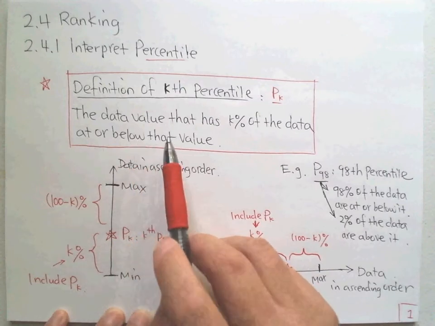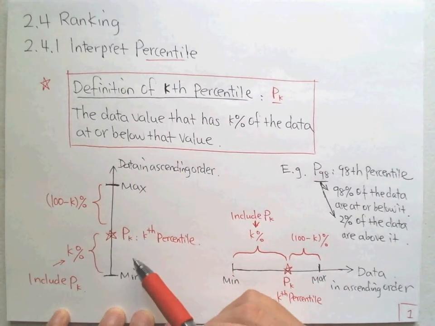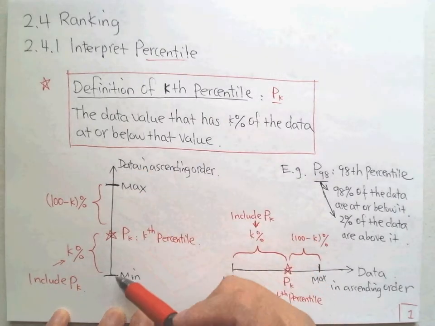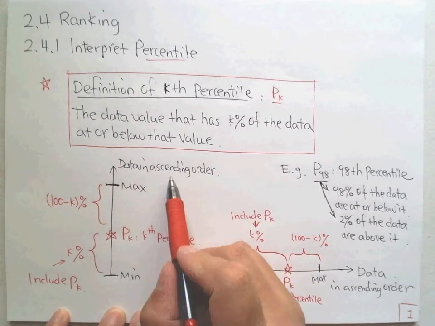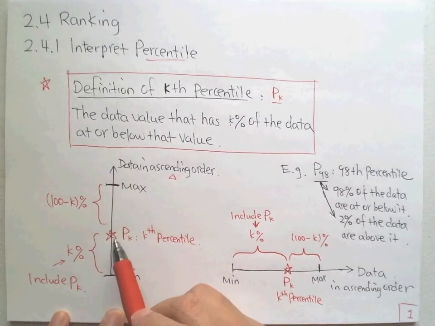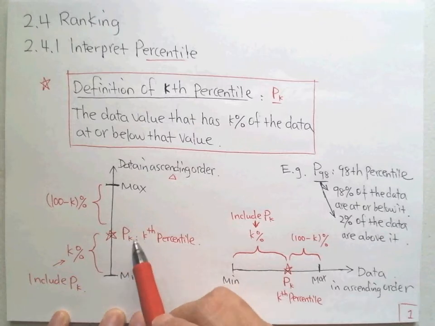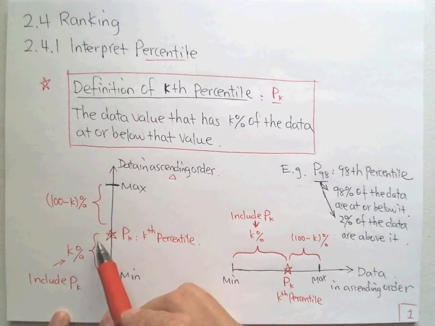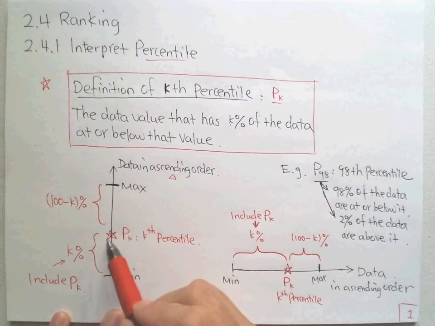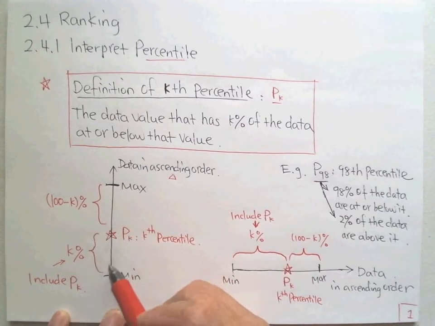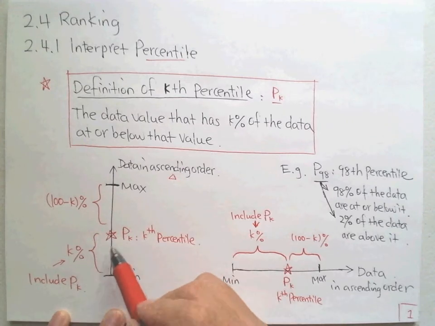If I draw a graph, it's like this. If we order data from minimal to maximal, we call that ascending order. PK is at this position, so the kth percentile means k percent of the data are at or below this, including PK itself. I mean, we cut the data into two parts. So the bottom K percent of the data has PK at its top.